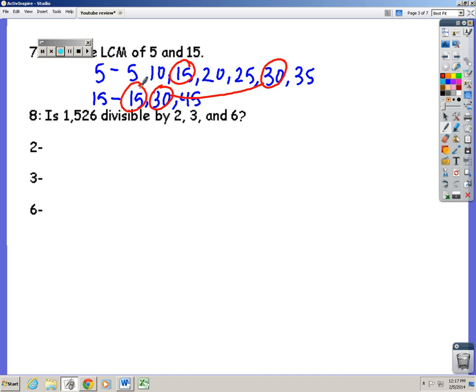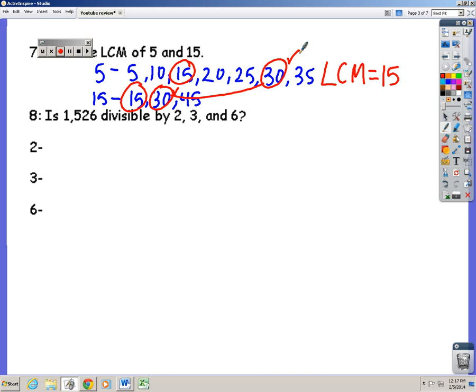We're looking for the least common multiple, so our answer would be 15. So our least common multiple equals 15. You can find more multiples like 30, but that's not our least one, so we want to make sure that we use our least common multiple.